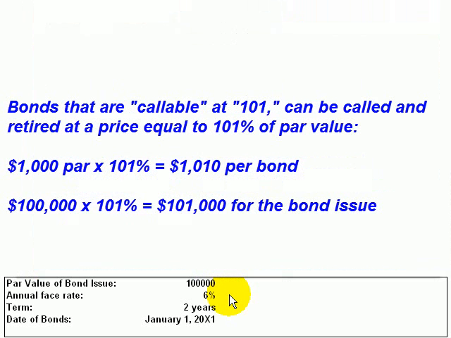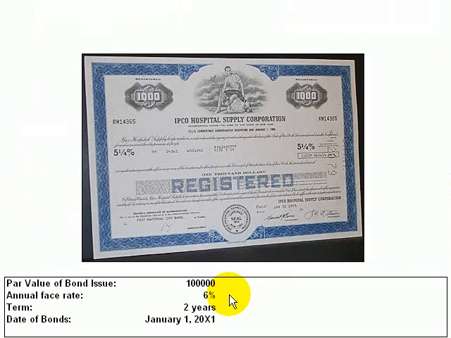Even if the bonds are not callable, the corporation can still go into the open market and buy in the bonds from existing bondholders and then retire them. Well, let's account for this bond redemption.